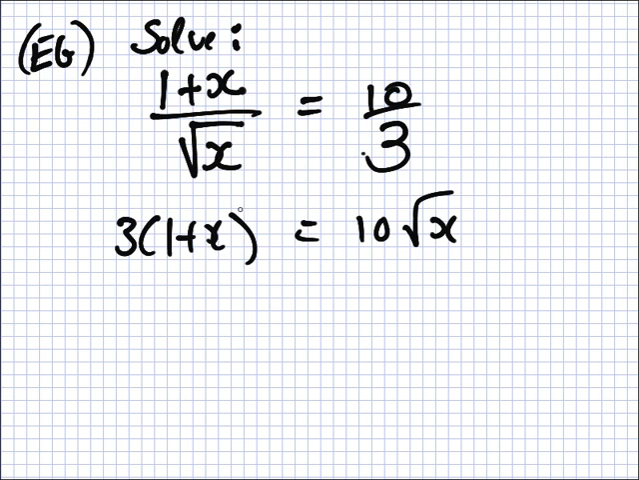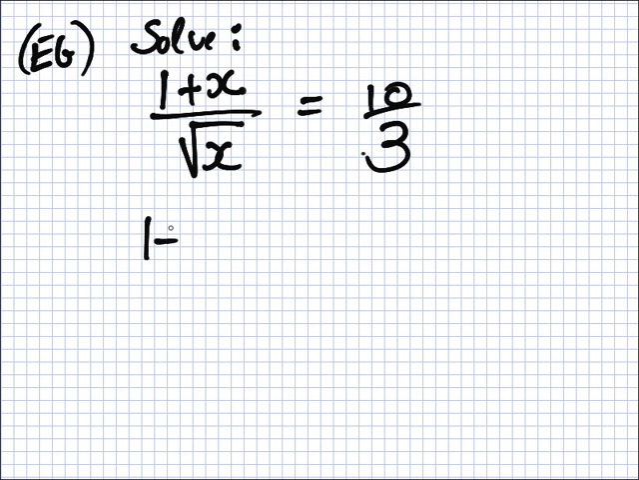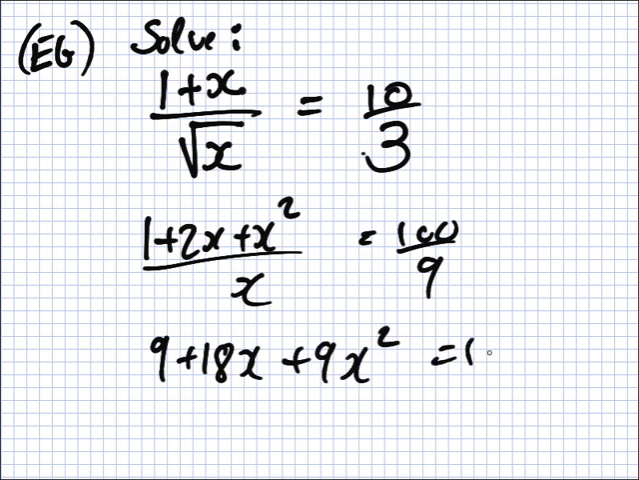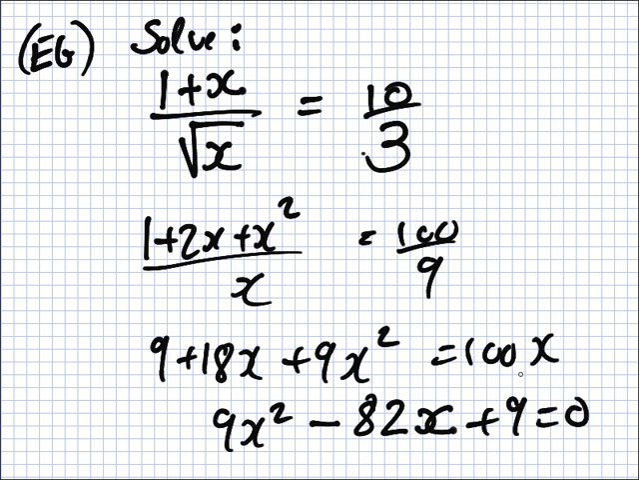So if you want to square first, you would get 1 plus 2x plus x squared over x equals 100 over 9. Yeah? So that's 9 plus 18x plus 9x squared equals 100x. So 9x squared minus 82x plus 9 equals 0. That's right, isn't it? Is that what you got?